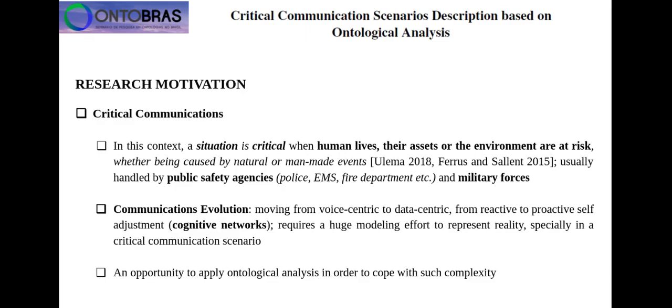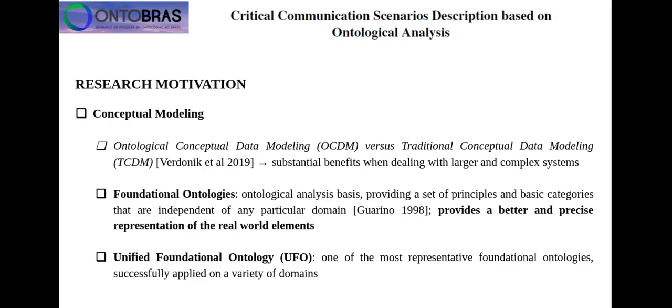However, modeling such an environment requires an extraordinary effort, especially when dealing with critical situations. It seems that this is a good scenario for applying ontological analysis. But why use an ontological analysis instead of traditional, using UML, BPMN, or ER constructs? According to Verdonik's empirical study, there are substantial benefits when using ontological analysis in larger and more complex systems. However, to carry out such analysis, we need a good basis.